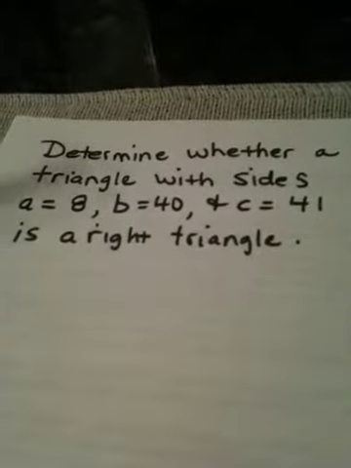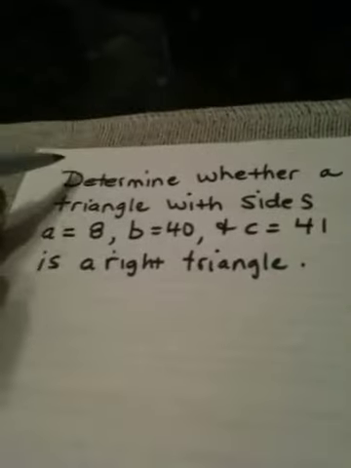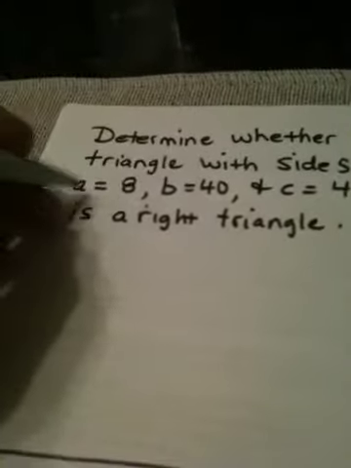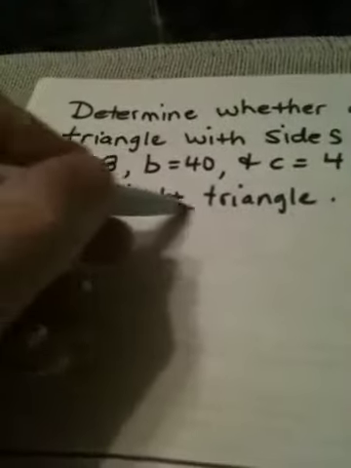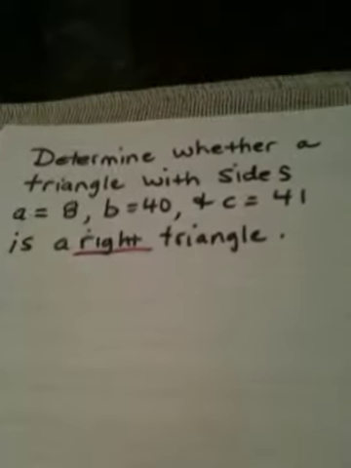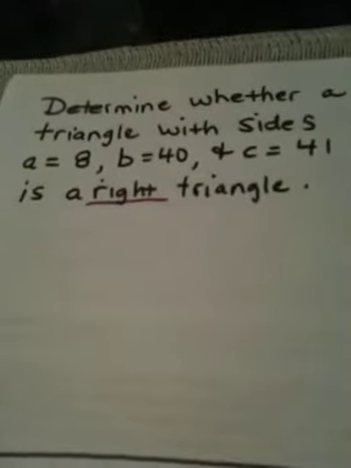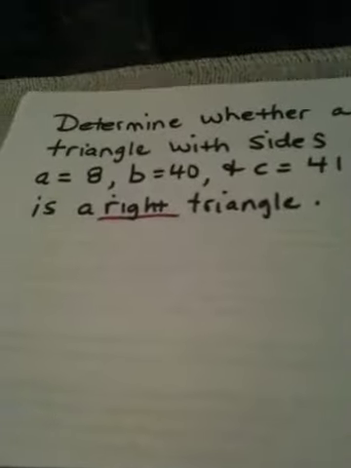Okay, our next question, which involves the Pythagorean theorem. Determine whether a triangle, if the sides were given, A was 8, B was 40, and C was 41, is this a right triangle? Well, if it is a right triangle, it should fit what the Pythagorean theorem says.